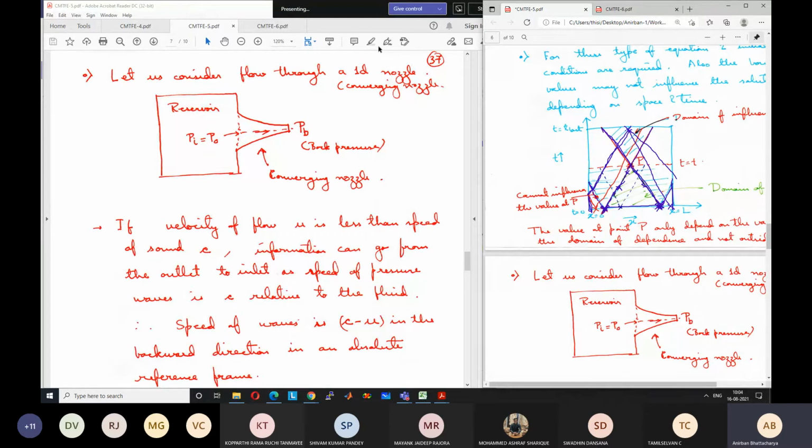But then this type of nature of the equation needs to be accounted for.